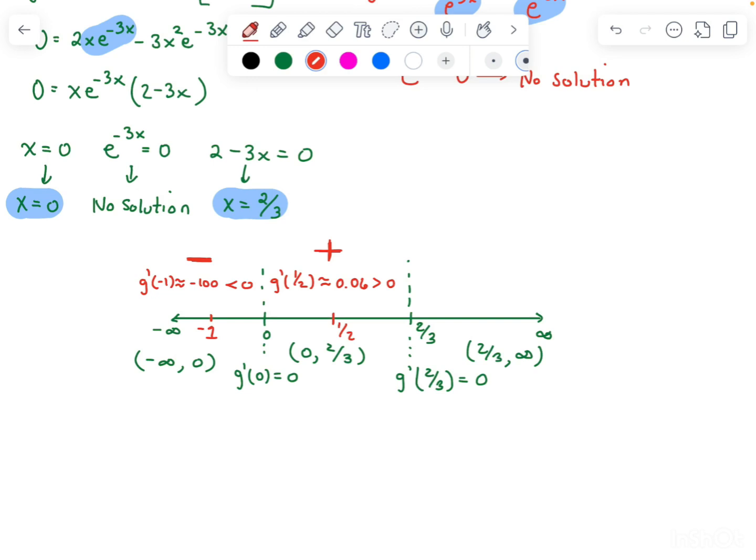And finally, I'm going to test the interval where x is greater than 2/3. So if I let x equal 1, the derivative at x is equal to 1 is approximately negative 0.05, which is less than 0. This means that the derivative is negative when x is greater than 2/3. Now I'm ready to apply the first derivative test.